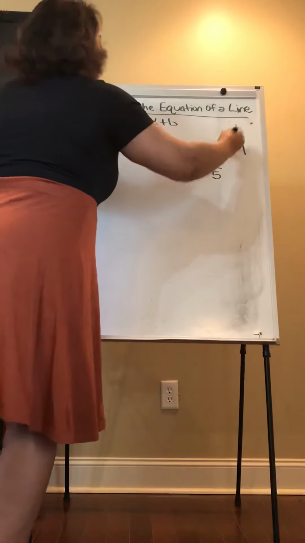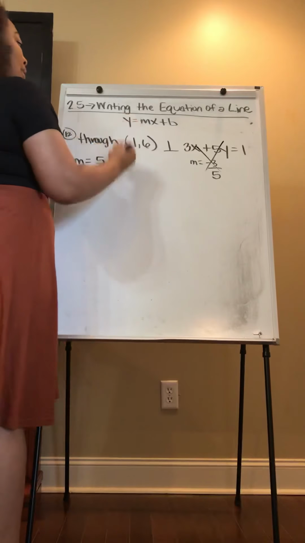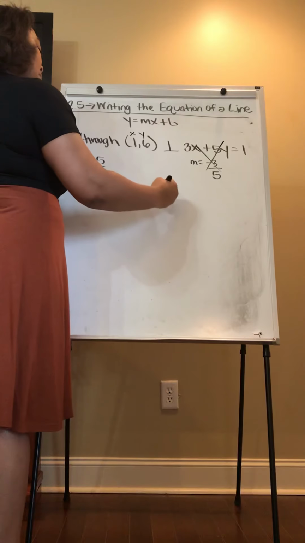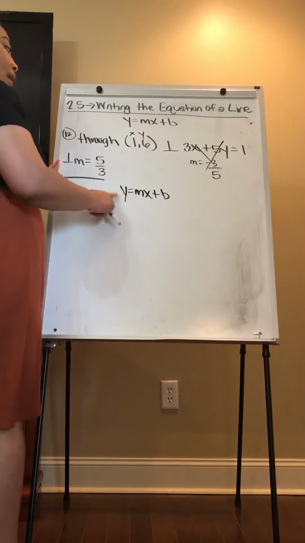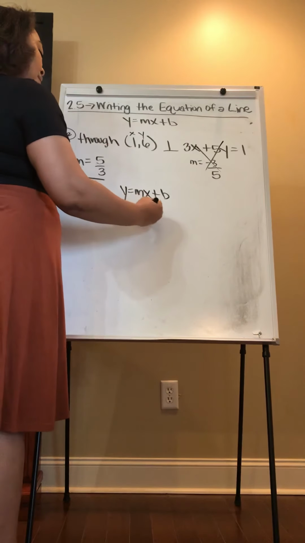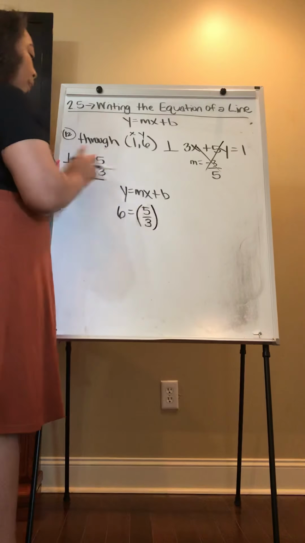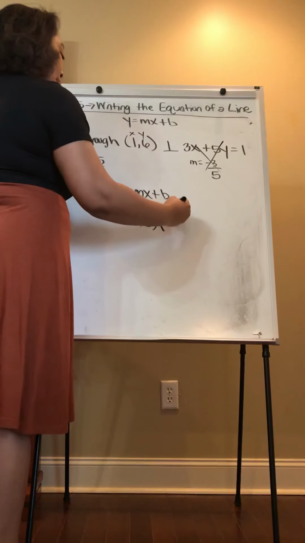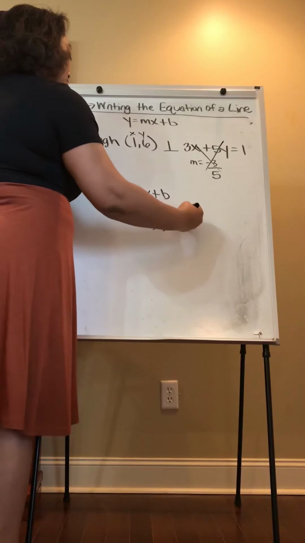Now, again, that line is useless. We're going to take our point and plug it into y equals mx plus b. Our y is 6. Our m is 5 over 3. You're using the perpendicular m. Our x is 1 plus b.